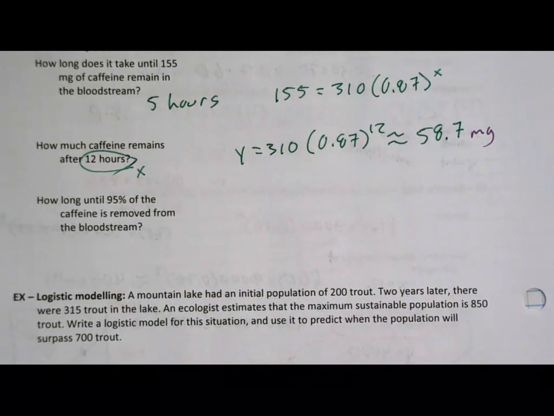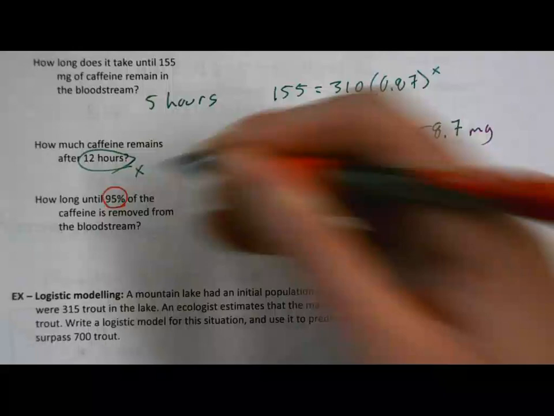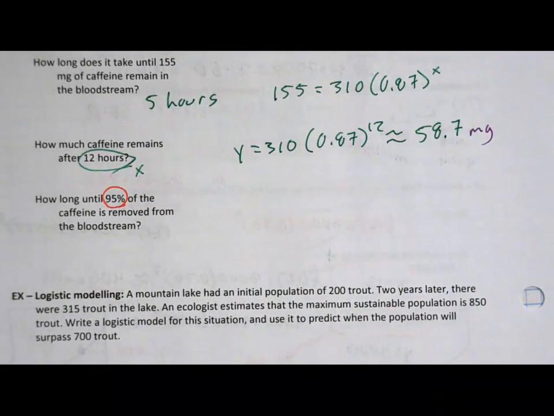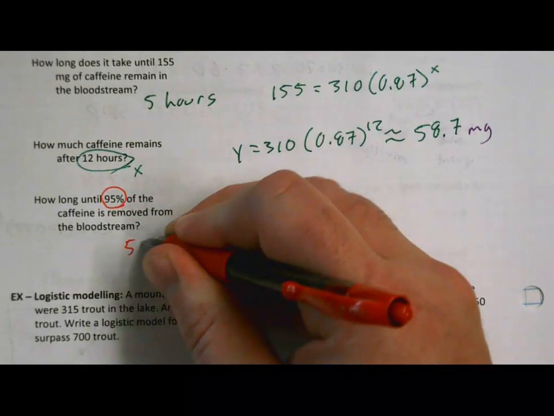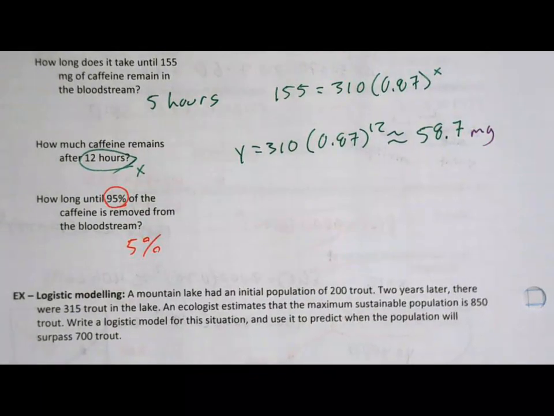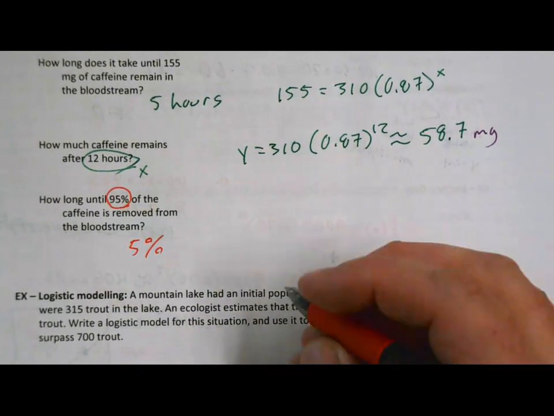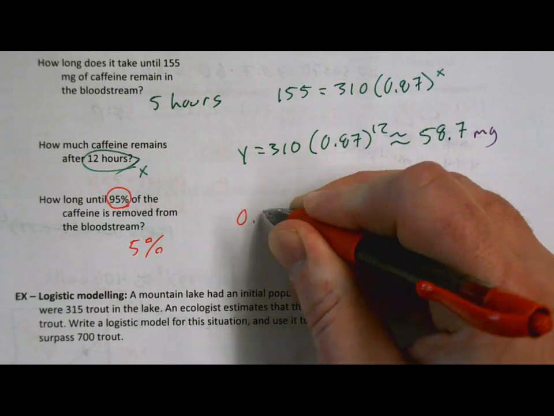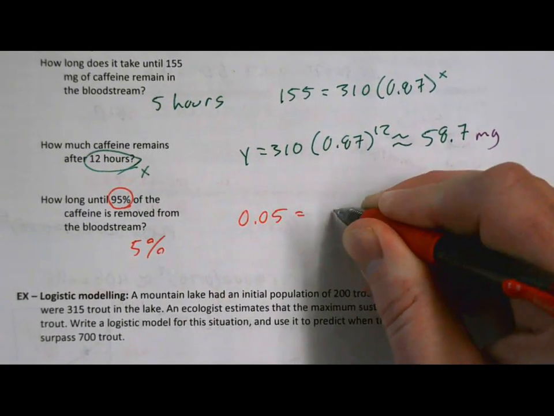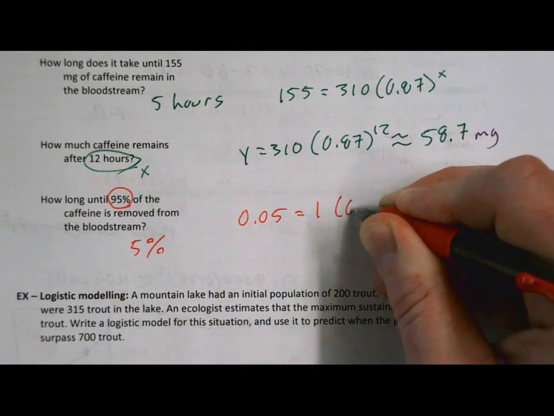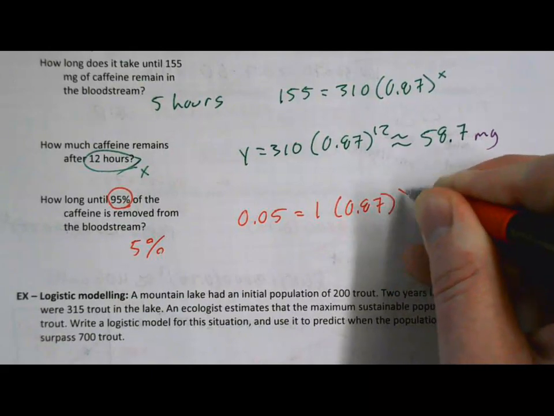If I'm talking about 95% of the caffeine being removed from my body, how much is left? 5% would be left over. So let me show you the equation that I would solve. They're saying how long, so I'm solving for x. Here's the equation that I would solve: 0.05 equals 1 times 0.87 to the x power.